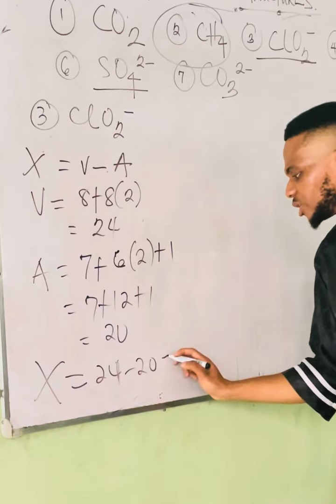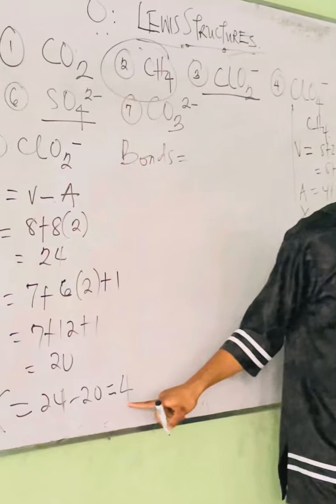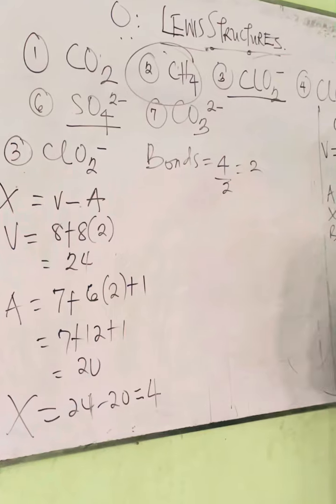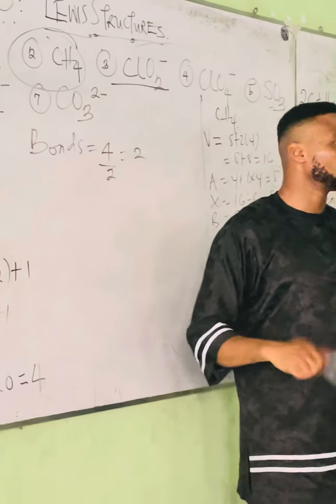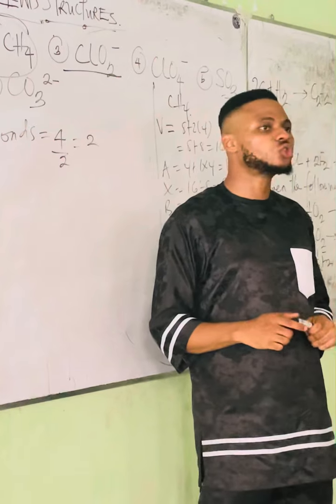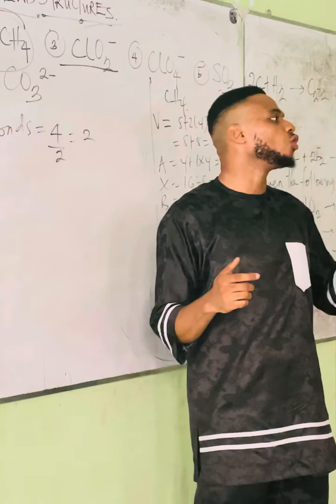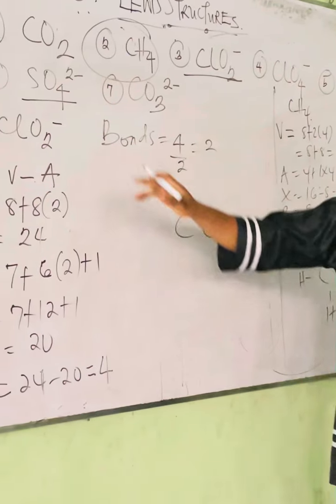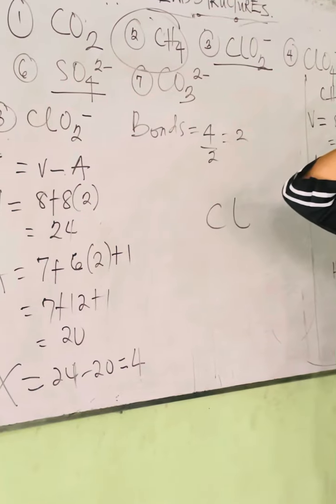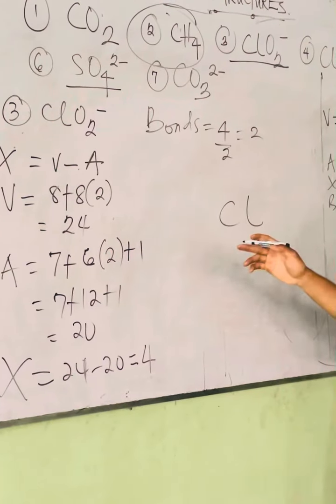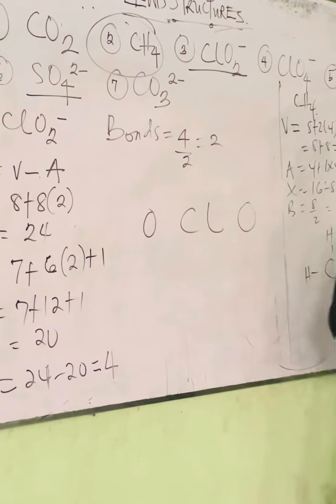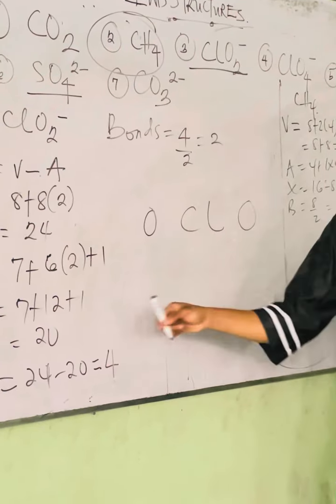So the bonds, remember, is equal to X over 2. So this is 4 over 2, which gives us 2. Now the next thing to do is to write the central atom that we chose at the beginning. What did we choose as the central atom? Chlorine. So write Cl. There are 2 atoms of oxygen surrounding chlorine, so we say O here and O here. How many bonds? 2 bonds, so we say 1, 2.